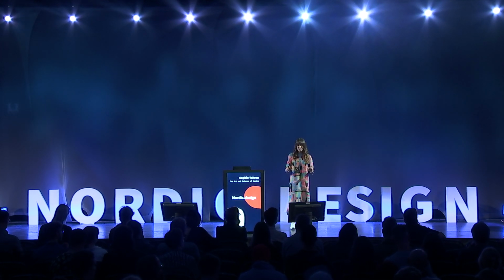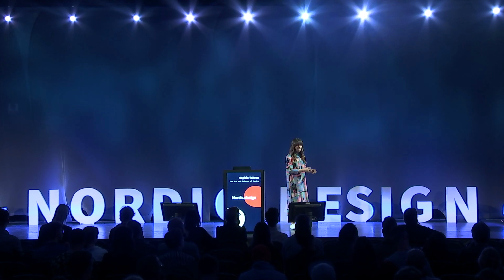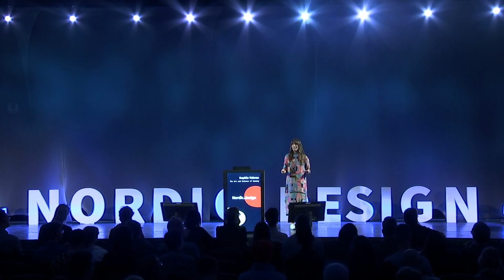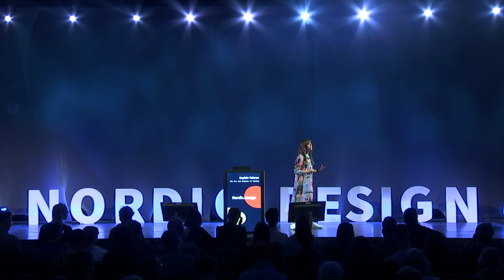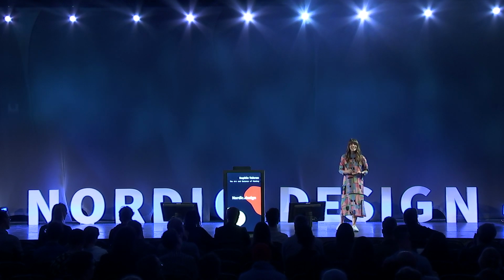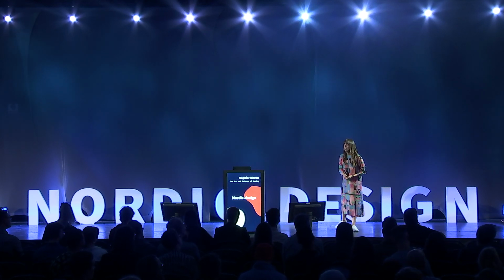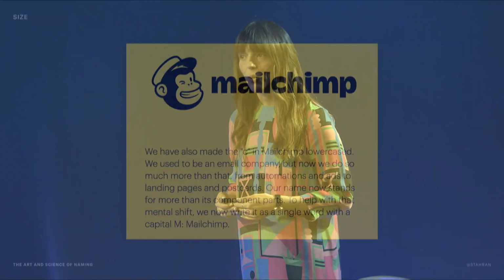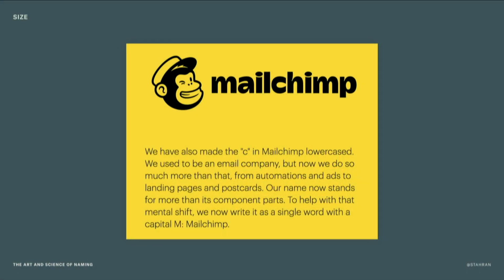Think as many years in the future as possible, referring back to your scope. Because if you don't leave enough room for this product or feature to grow over time, you'll probably have to make adjustments in the future, which is exactly what MailChimp just did during their major rebrand last year. They ended up making the C in their name lowercase because they wanted to de-emphasize their name's component parts, because they now offer so much more than just email.